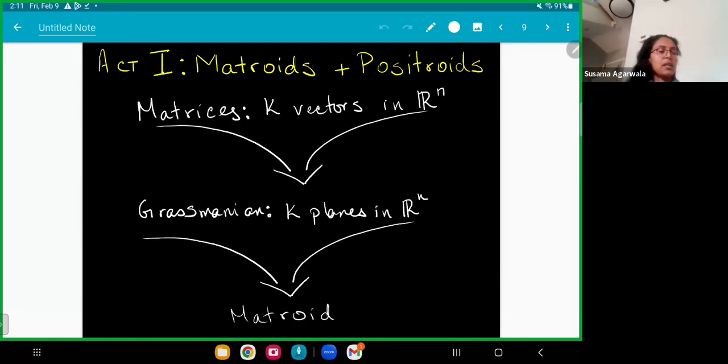Okay, so what I've done so far is this first step. I've gone from matrices, where I just have a bunch of vectors and list them out, and each different collection of vectors corresponds to a different matrix, to a Grassmannian, where I don't care about what the individual vectors are. What I care about is the planes that they span. Two sets of vectors that span the same plane give the same point in the Grassmannian. Now I'm going to generalize a step further to get to the matroid, which is the actual object that I want to study.